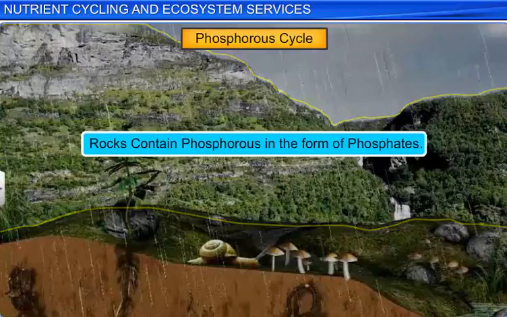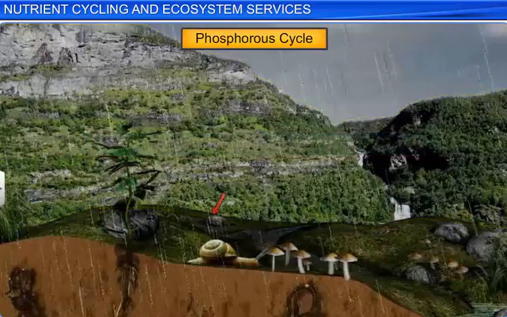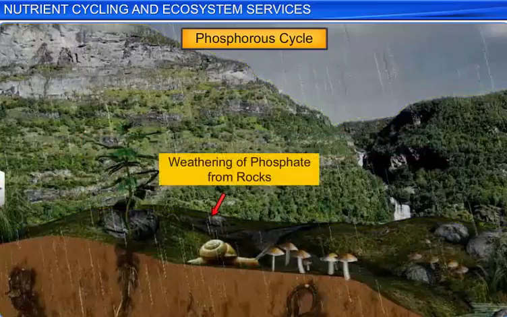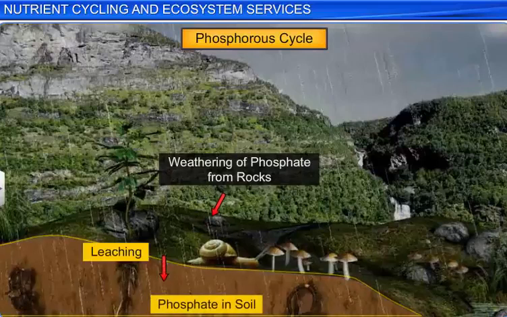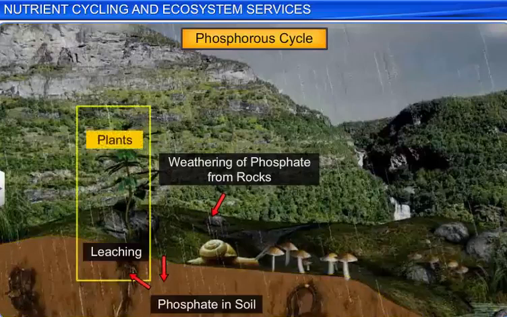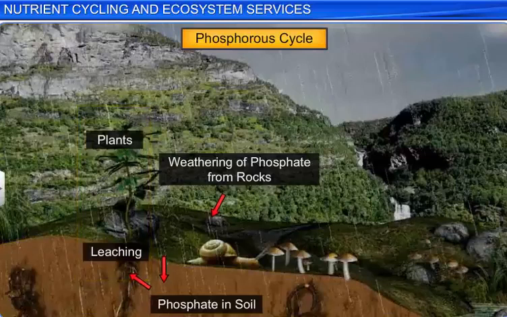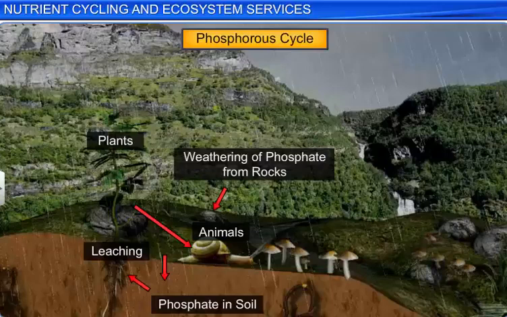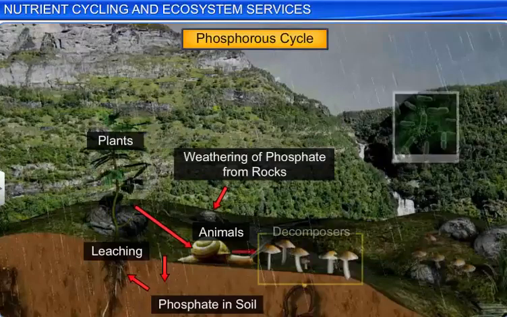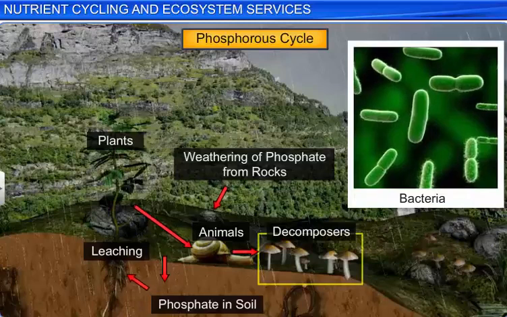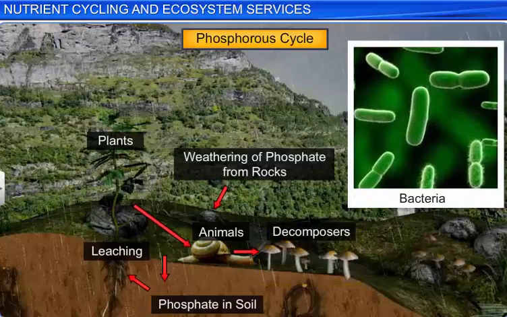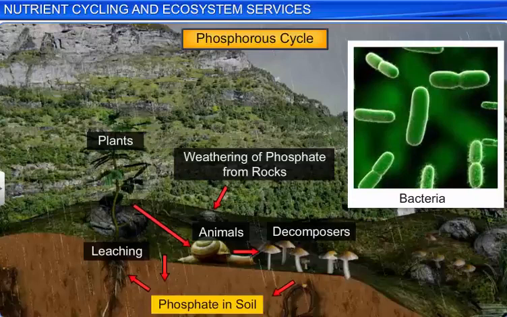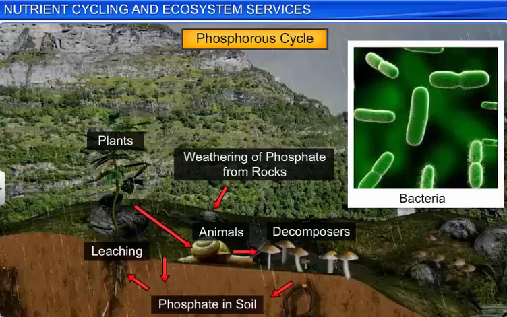When rocks weather, small amounts of phosphates dissolve into the soil and are absorbed by plants. The phosphates then get passed on to animals when they consume plants. Once these animals die, phosphate solubilizing bacteria act on their bodies and release phosphates into the soil, thereby completing the phosphorus cycle.